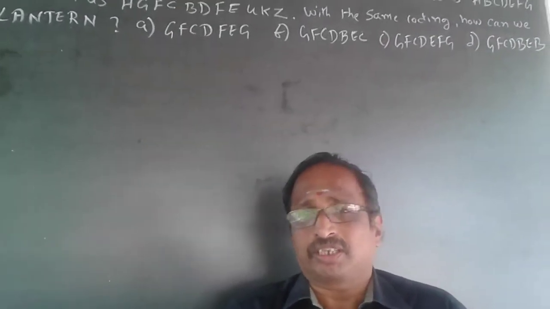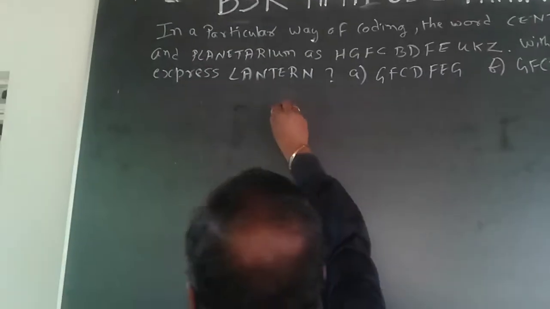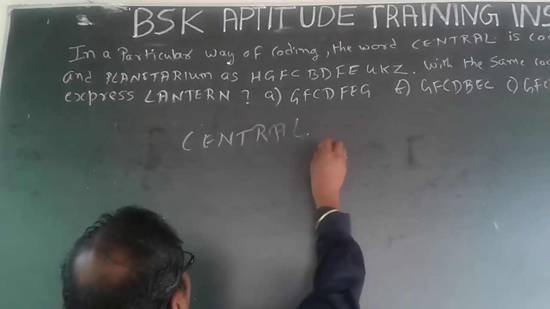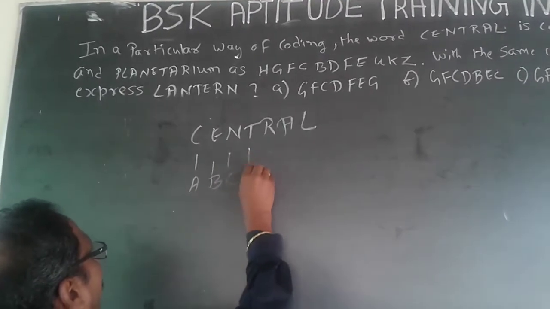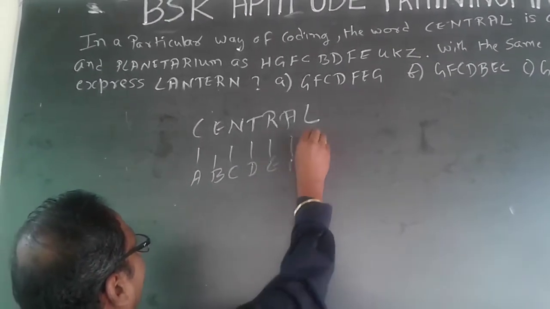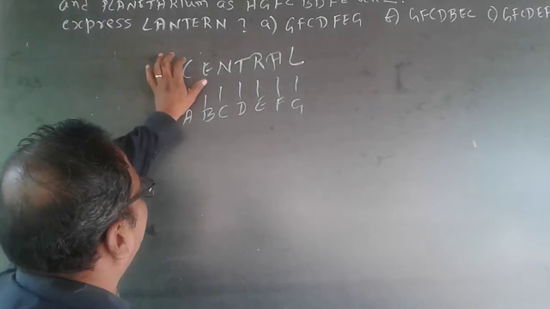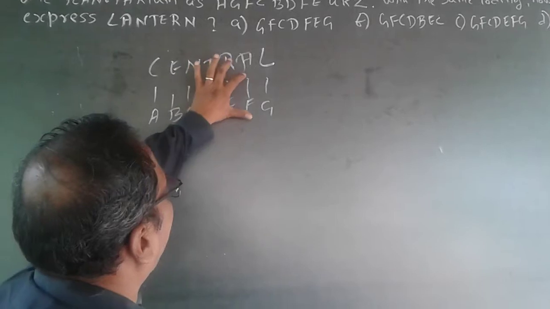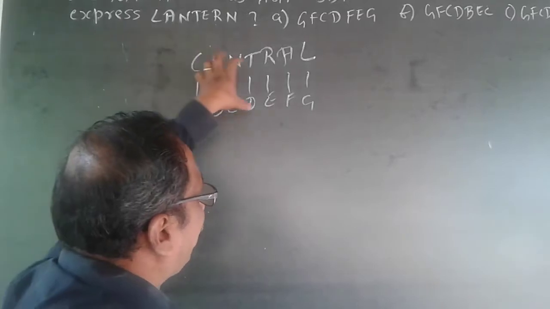be handled separately because the coding approach will be totally different. So here, what you have to do is, the one word is given as central, CNTRAL, and central is given as A, B, C, D, E, F and G. So what you will do is, C is being represented as A, E is being represented as B, N is being represented as C, T is being represented as D, R is being represented as E, A is being represented as F and L is being represented as G. This is a pattern which you have found out.